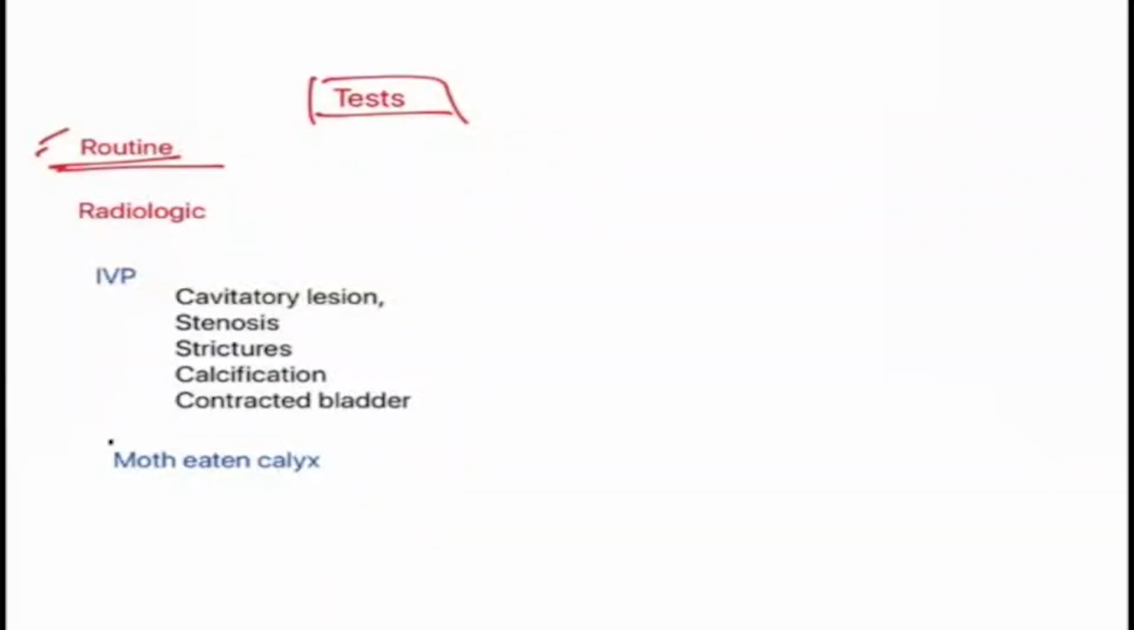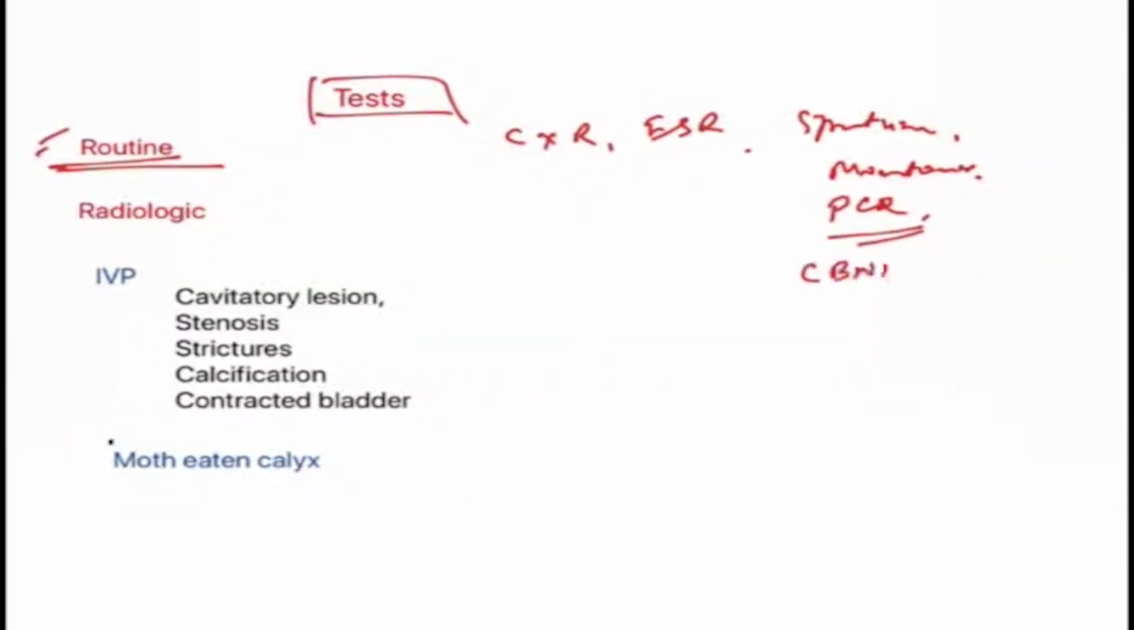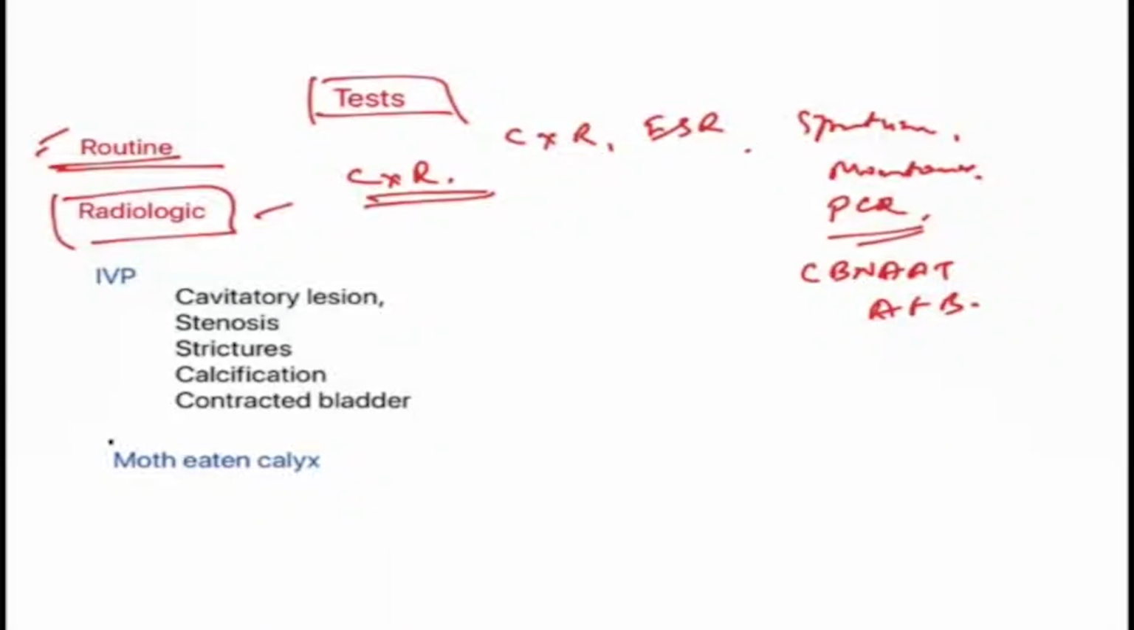Now coming to the tests of genitourinary TB. The routine tests for tuberculosis are chest X-ray, ESR, sputum test, Mantoux test, PCR, CBNAAT, AFB culture, etc. Then coming to the radiological tests: chest X-ray to see the pulmonary tuberculosis, and also in X-ray KUB the calcification can be seen.